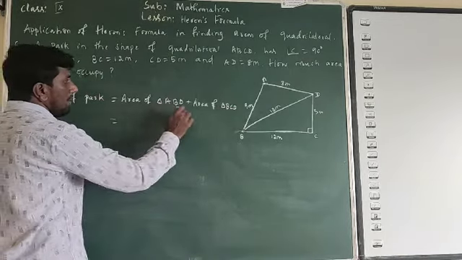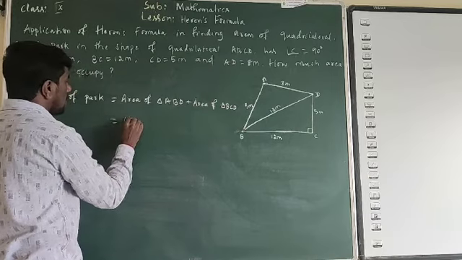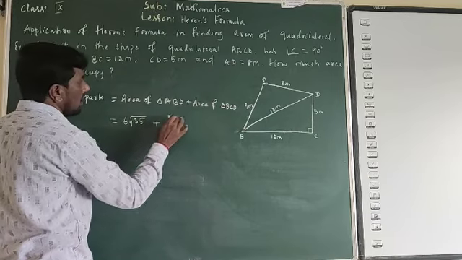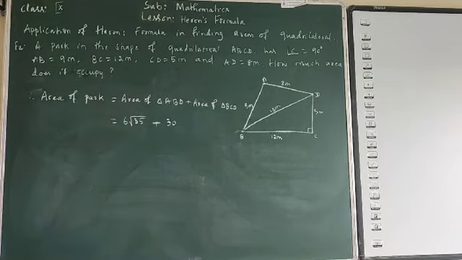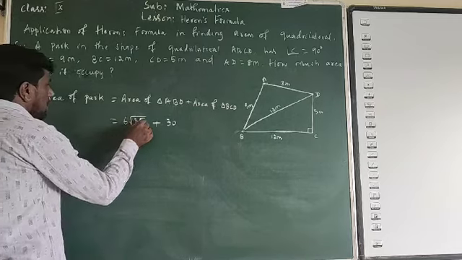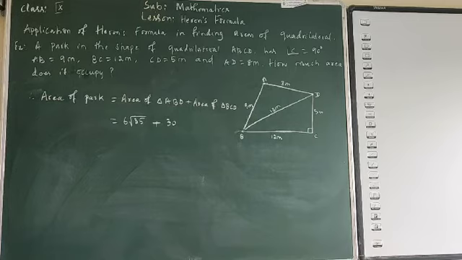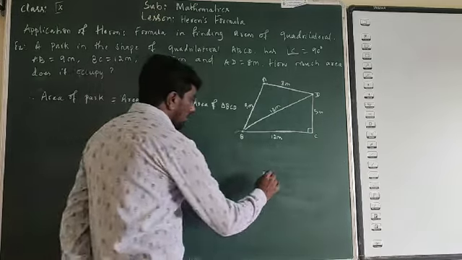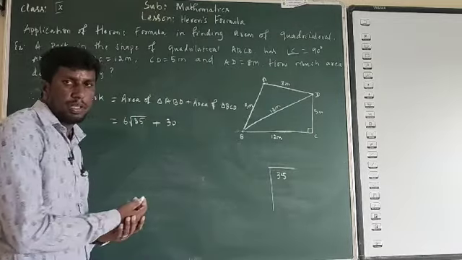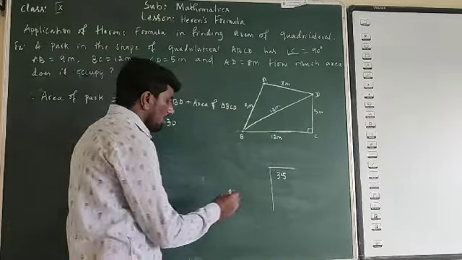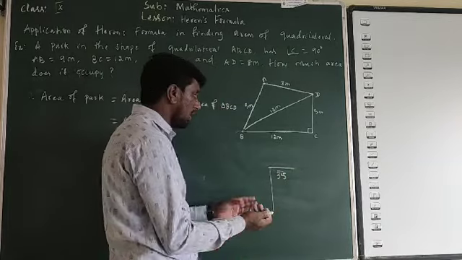Area of triangle ABD is what? 6 root of 35 plus area of triangle BCD, 30, right? So this is 6 root of 35, then this is 30. So can we find out the square root of 35? Since it is a pair, we will use the long division method. You know the long division method, right? So this is one pair only.